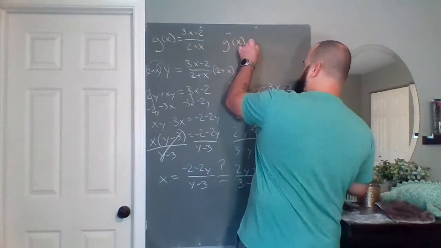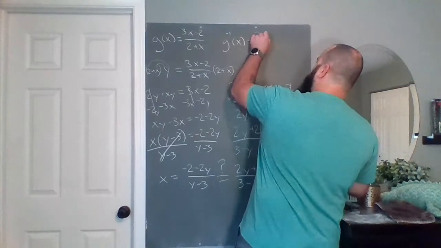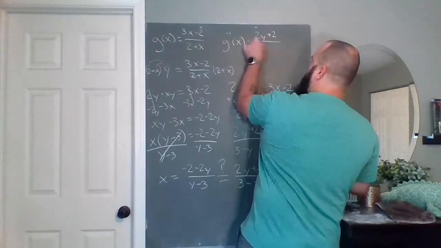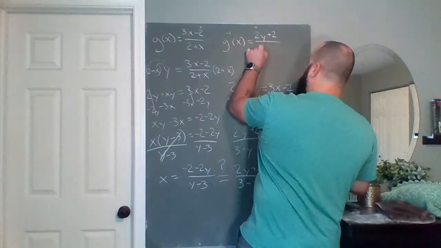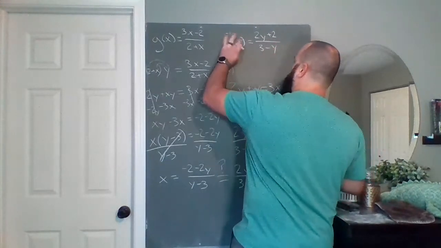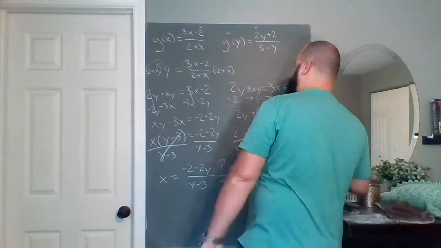So what this tells me is that G inverse of x equals 2y plus 2 over 3 minus y. Ooh. G inverse of y.